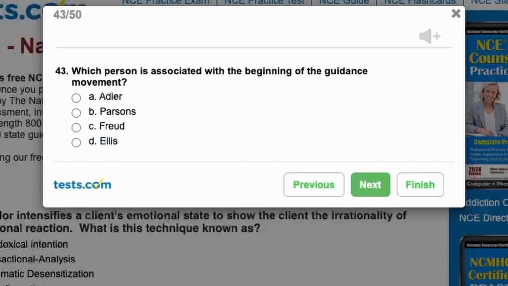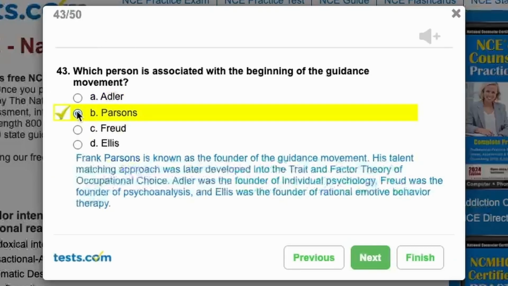Which person is associated with the beginning of the guidance movement? A. Adler. B. Parsons. C. Freud. Or D. Ellis. B. Frank Parsons is known as the founder of the guidance movement. His talent-matching approach was later developed into the trait and factor theory of occupational choice. Adler was the founder of individual psychology. Freud was the founder of psychoanalysis, and Ellis was the founder of rational emotive behavior therapy.